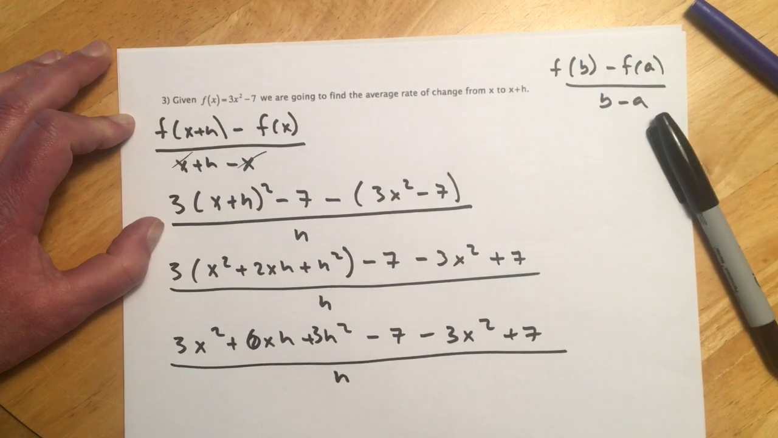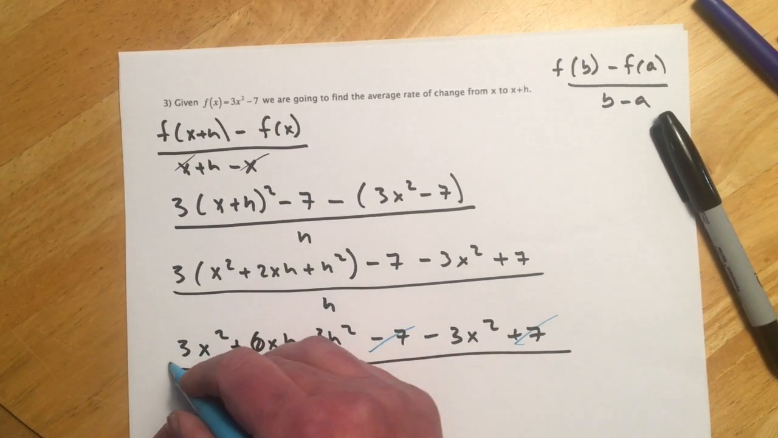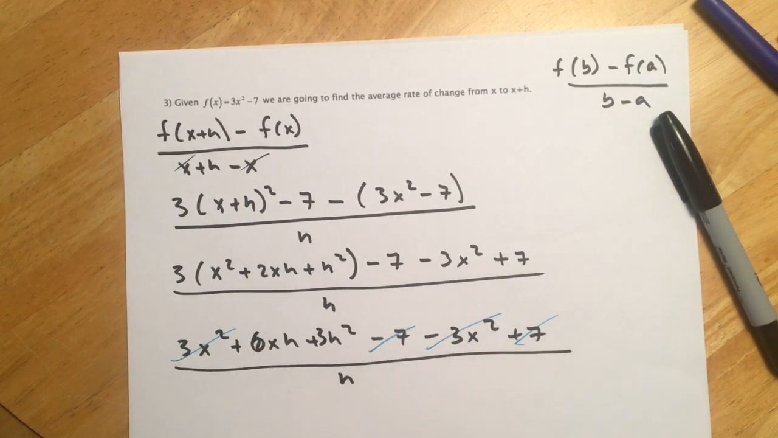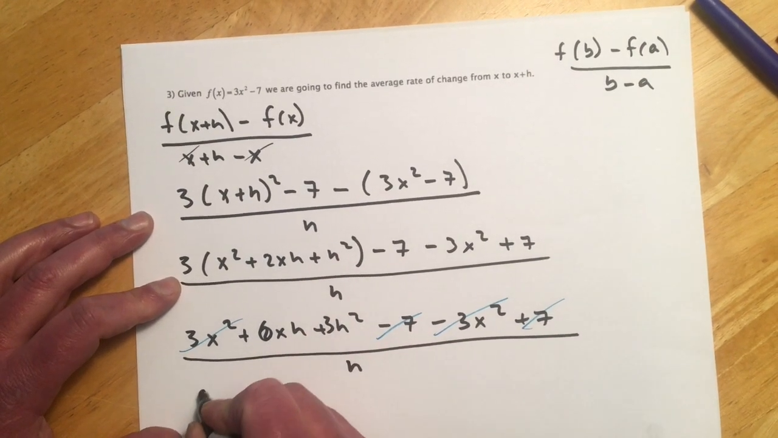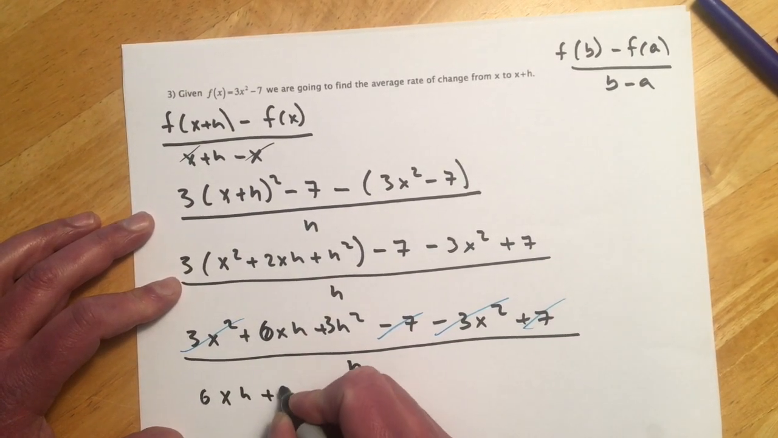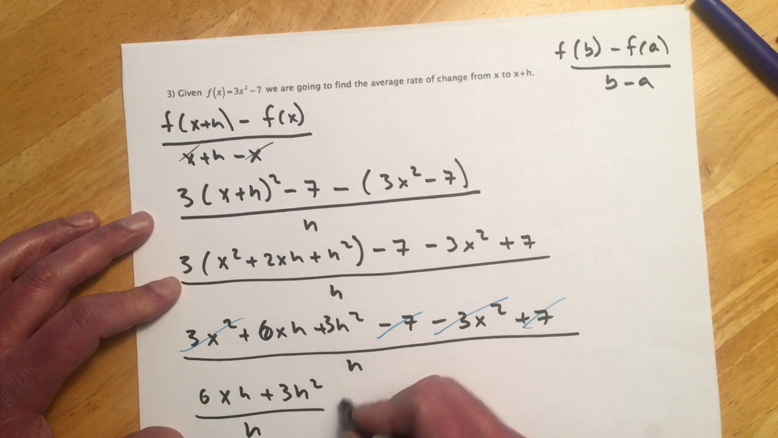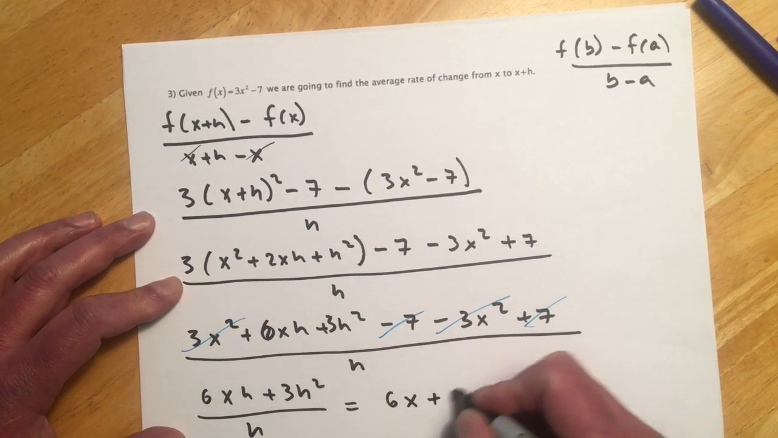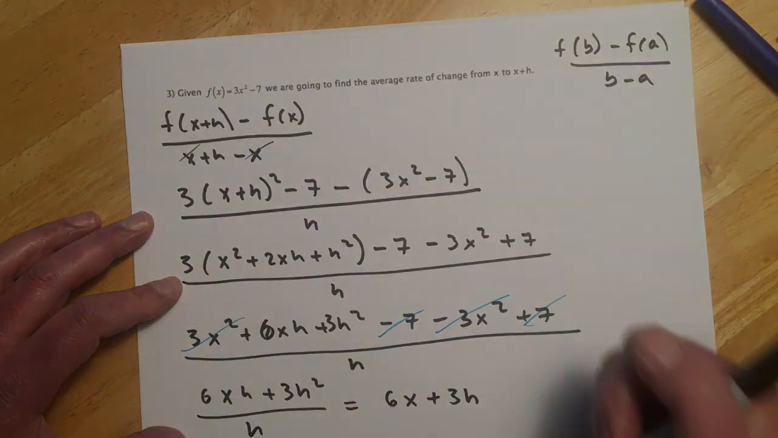And then we can do some canceling. So I got plus 7 minus 7, plus 3x squared minus 3x squared. And I always tell people to rewrite what's left because this can get kind of messy and hard to see. So if I do that over this, and now the h should go into both terms, which it does, but that will always work. And so that would be our average rate of change.